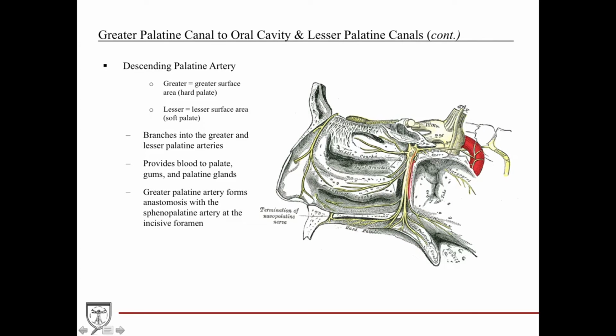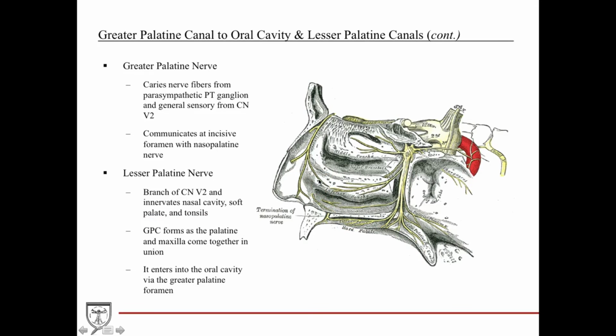It's not visualized in this image, but if you can imagine an artery going down, the greater palatine artery provides blood to the hard palate, and then the lesser palatine artery provides blood to the soft palate. And I remember this: there's a greater surface area of hard palate, so the greater goes to the hard. There's a lesser area of the soft palate, so the lesser goes to the soft. So it branches into these and provides blood to the palate gums, the palatine glands, but also very important is it ends up wrapping back around, the greater palatine artery wraps back around through the incisive foramen, comes back up through here. It forms this very important anastomosis with the sphenopalatine artery, providing blood to a lot of the anterior nasal septum, anterior nasal structures as well.